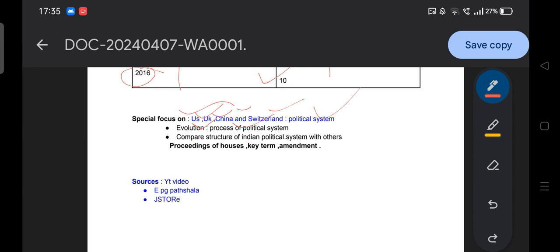Then we will compare the structure of the Indian political system with others. A lot of things are there in other constitutions, but what is important for the examination is comparing them with India: what the similarities and differences are. Then we can cover the proceedings of the house, key terms like filibustering and Landsgemeinde, then amendments and articles special to the USA. That is the special focus which I will try to cover in our upcoming videos, and I hope you will agree with this point.